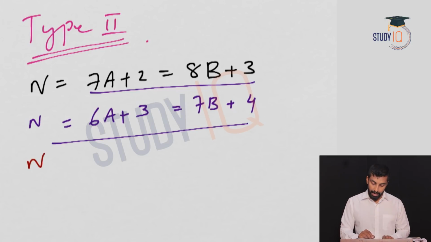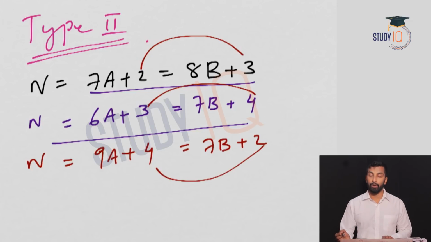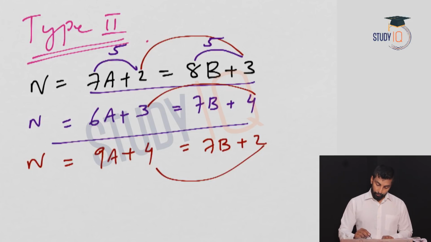Okay, one more question. N is equal to 9a plus 4 is equal to 7b plus 2. Now, what is this type? If you see here, the remainders are not the same, right? Remainders are different. But what is the similarity? If you observe the difference between the divisor and the remainder, here it is 5, here it is 5. If you look at this, the difference is 3, the difference is 3. Now, if you look at this, the difference is 5, the difference is 5.